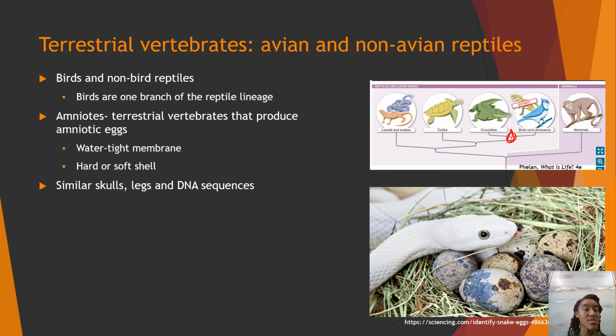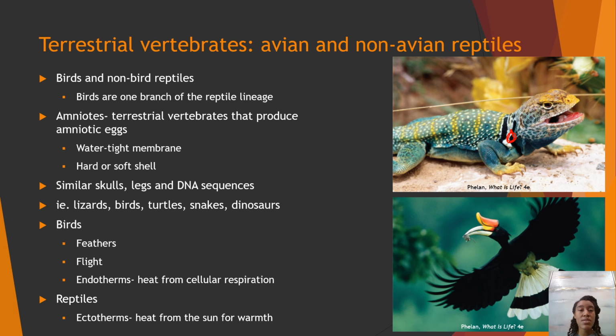So it's relatively recent. Both avian and non-avian reptiles are amniotes, so they're terrestrial vertebrates that produce an amniotic egg. Their egg has a watertight membrane and a shell. The shell can either be hard or soft depending on the organism. Some turtles and some snakes will lay softer, more rubbery eggs, whereas others will lay harder shelled eggs. All reptiles, both birds and non-birds, have similar skulls, similar leg structures, and they share a lot of genetic similarities. Some examples are lizards, birds, turtles, snakes, and dinosaurs.